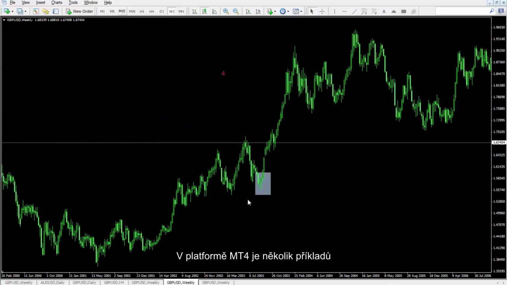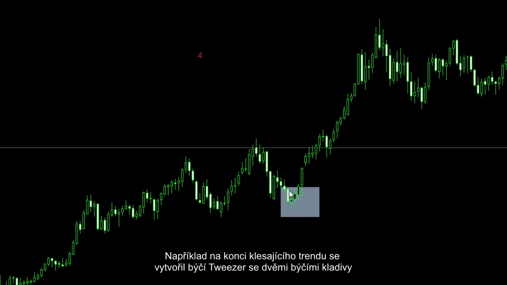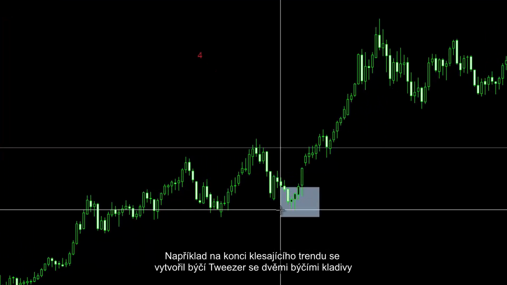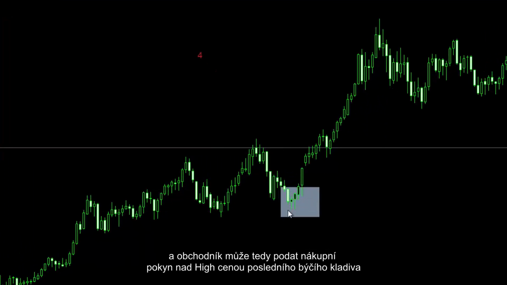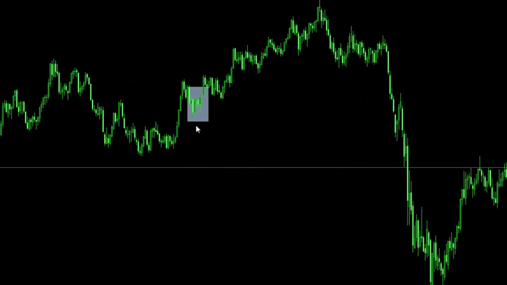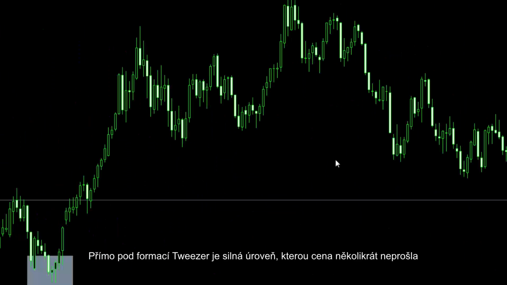There are several examples on the MetaTrader 4 platform. For instance, at the end of a downward trend, bullish tweezers with two bullish hammers have formed. Thus, a trader could place a buy order over the high price of the last bullish hammer. There is a powerful level just below the tweezers pattern that price could not cross several times.